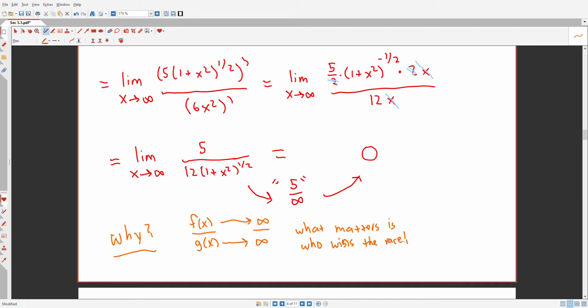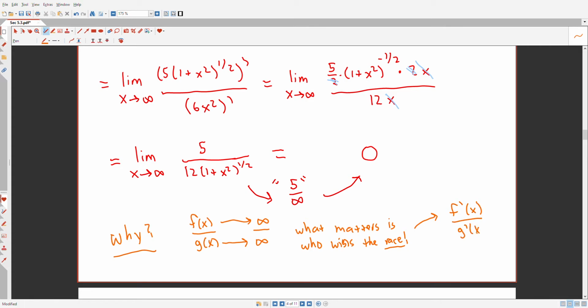And with this, when I talk about race, that talks about speed. So yeah, it's weird that both functions are getting really, really big, or maybe one's getting really positive and the other's getting really negative, but they're getting really, really not finite. But what really matters is, is the top one becoming infinite faster than the bottom one? Or is the bottom one becoming infinite faster than the top one, right? So L'Hopital says, all you need to do is compare their derivatives.